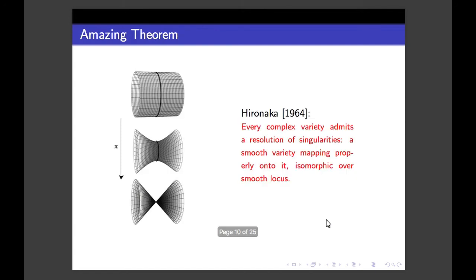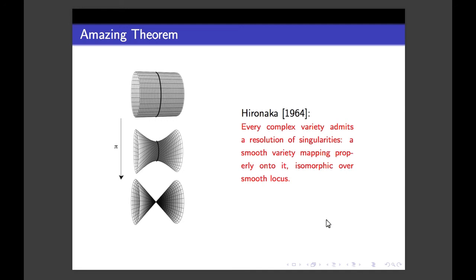All right. So here's the amazing theorem. This is my favorite theorem in mathematics. It's an unbelievable theorem. Every variety, every single zero set of polynomials I can write down, all those crazy pictures we saw, and way crazier ones with many more variables, way more complicated. Every variety admits a resolution of singularities.